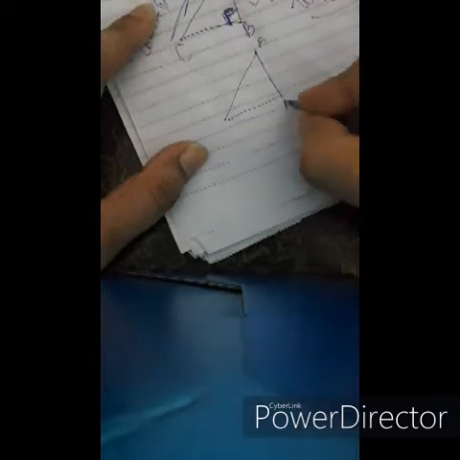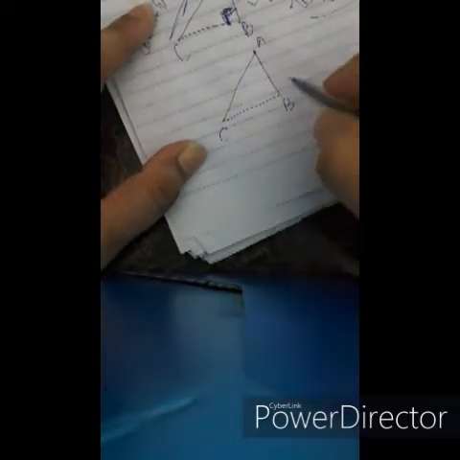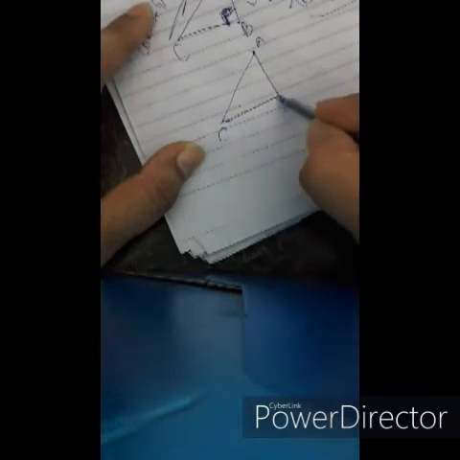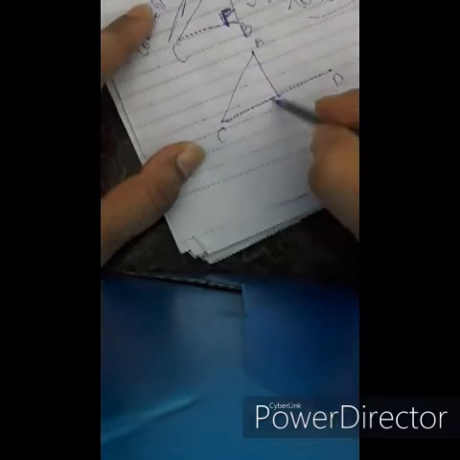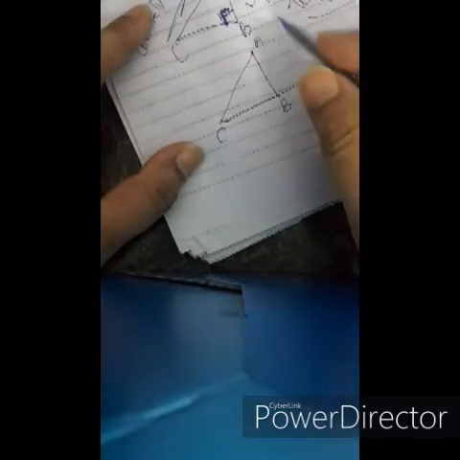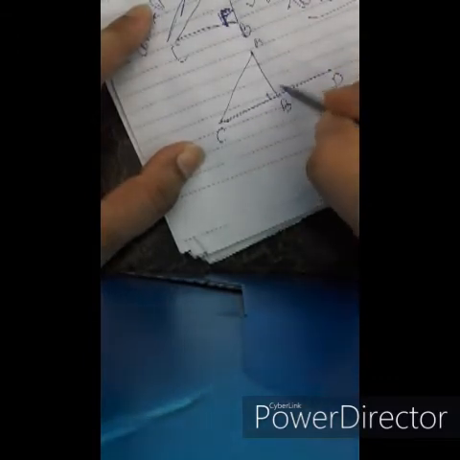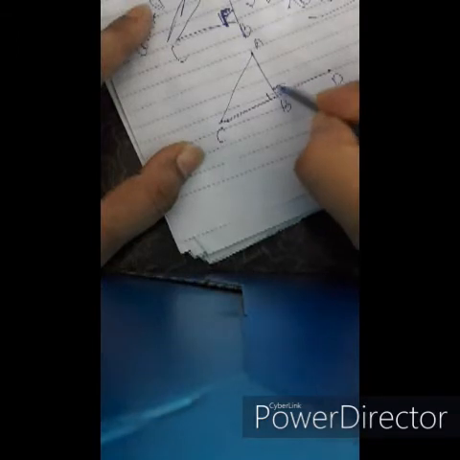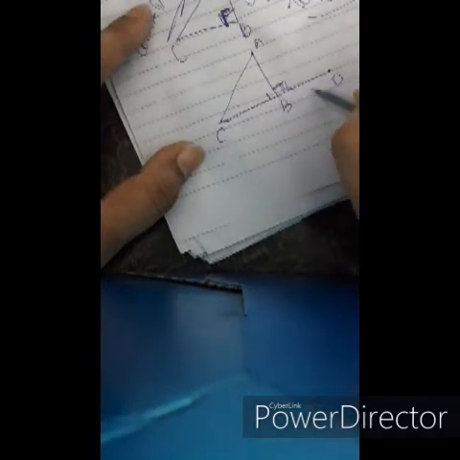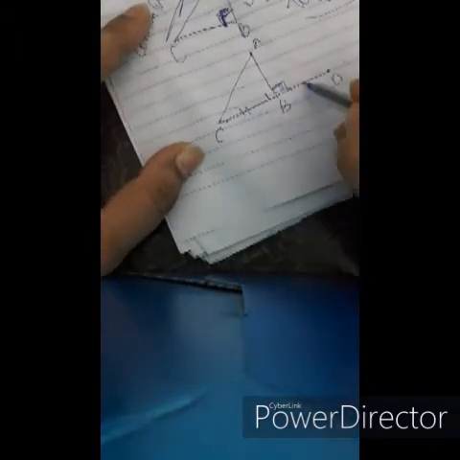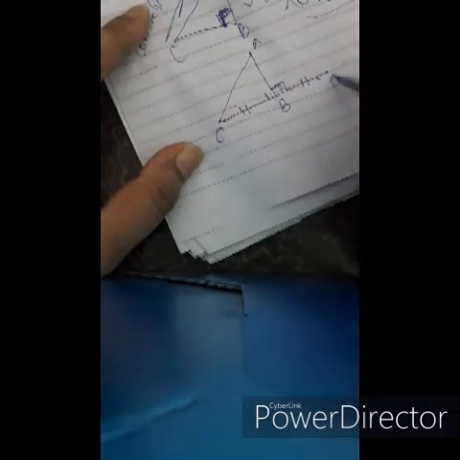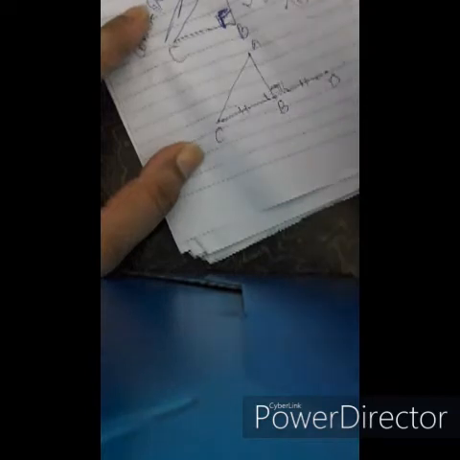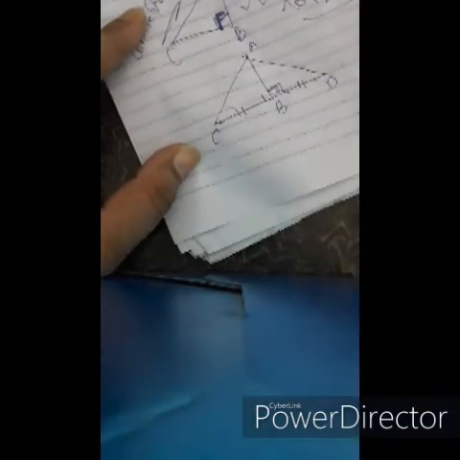Alright, we'll make a construction and extend BC to point D such that BD is perpendicular to AB, such that this angle is 90 degrees. We'll make the construction such that these two lines are equal, BC is equal to BD, and draw BD such that it is perpendicular to AB and join AD.